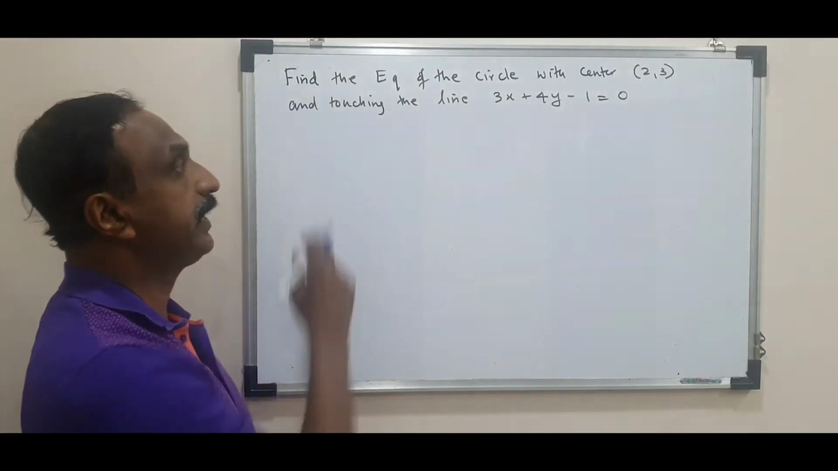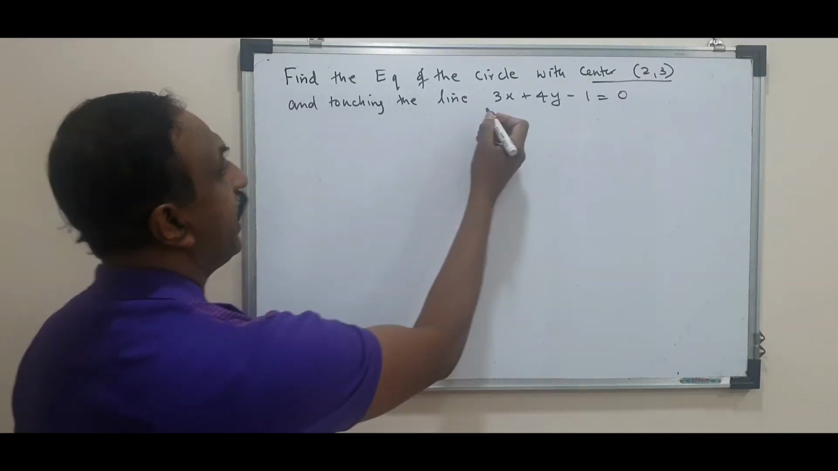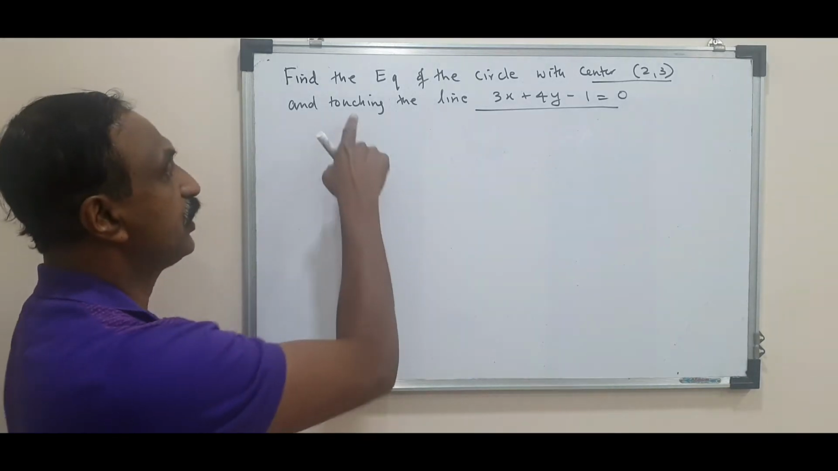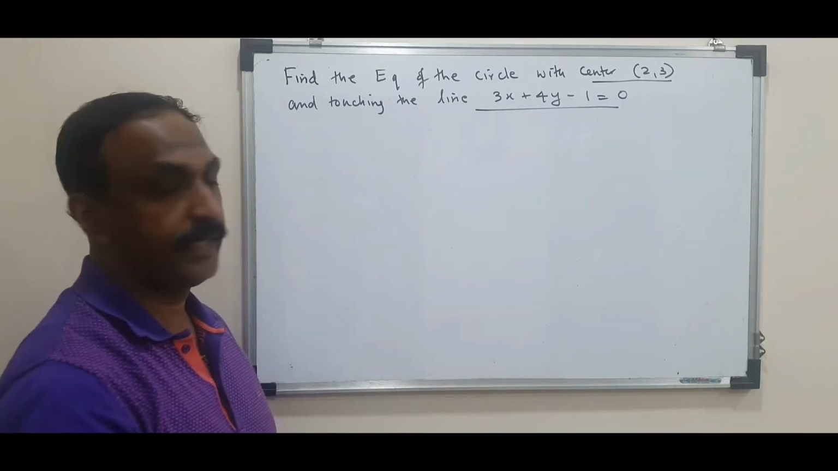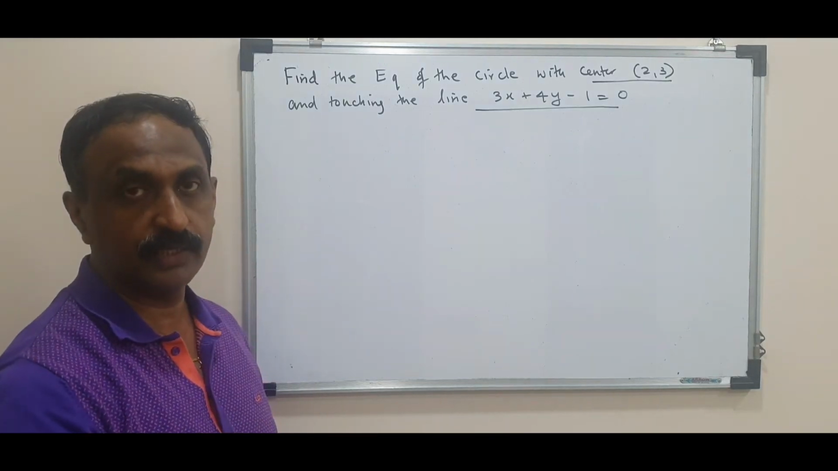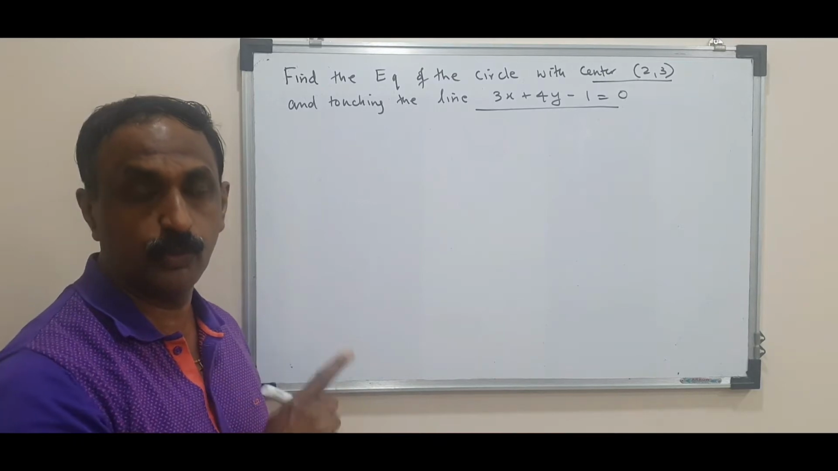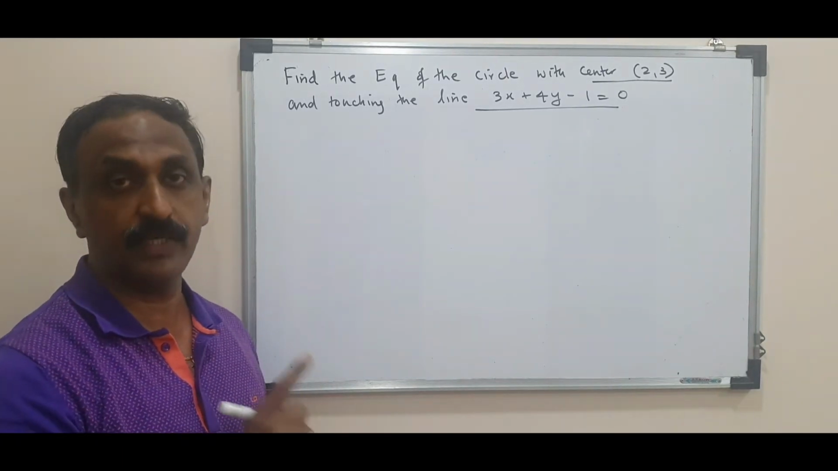You've got to find the equation of the circle whose center is (2, 3) and touches this line. Touches means it's a tangent to the circle. So instead of the word touching, they can say it's a tangent to the circle. Whenever I want to find the equation of a circle, I need 2 things. What are they? Center and radius. What is known to you? The center is known. What you don't know is the radius of the circle. So your mind should start working: how can we find the radius of the circle?